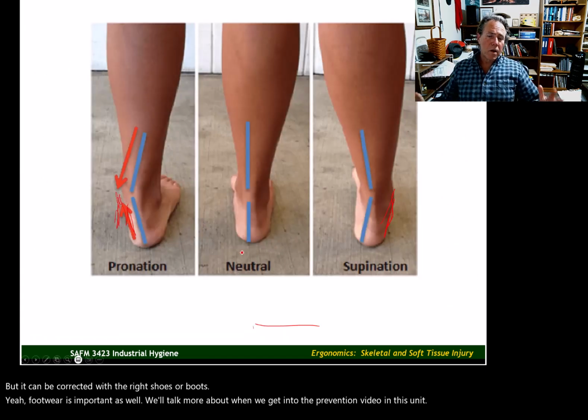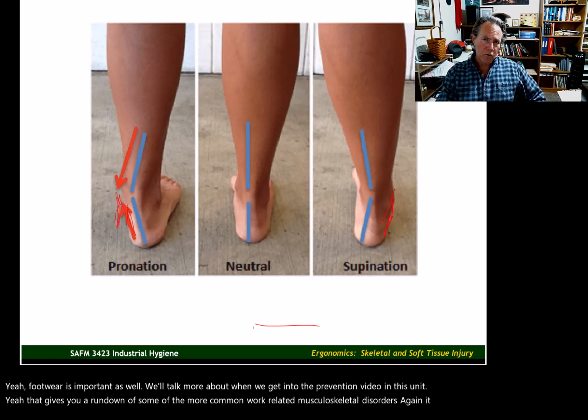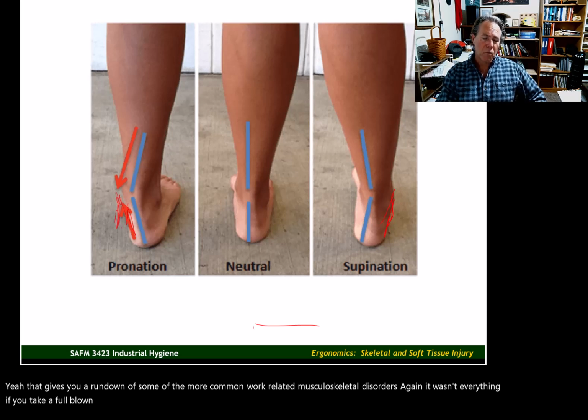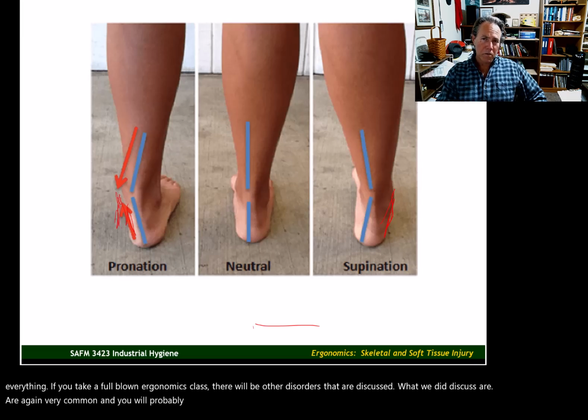That gives you a rundown of some of the more common work-related musculoskeletal disorders. Again, it wasn't everything. If you take a full-blown ergonomics class, there will be other disorders that are discussed. What we did discuss are again very common, and you will probably deal with most of those at some point in your safety management career.